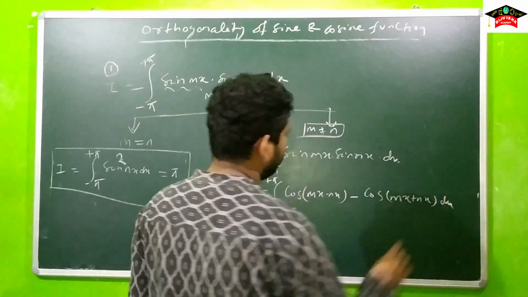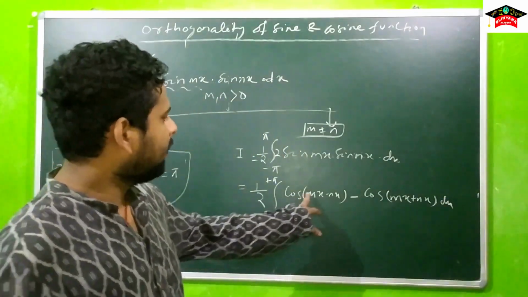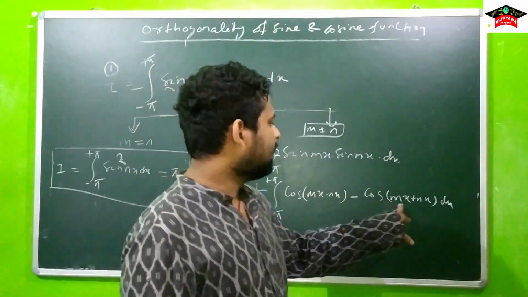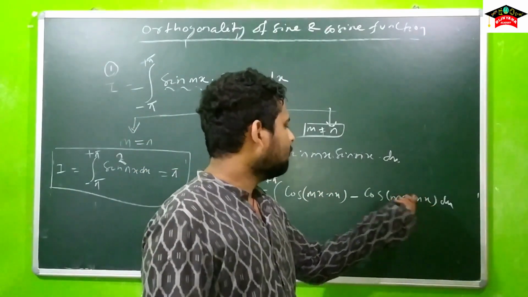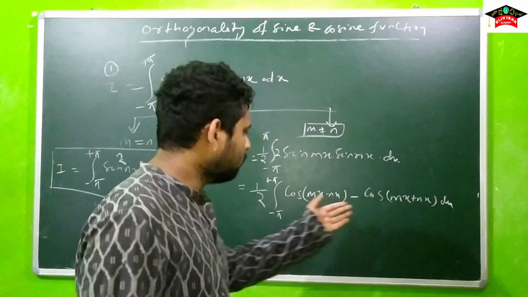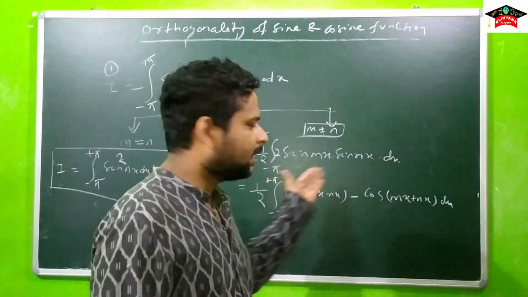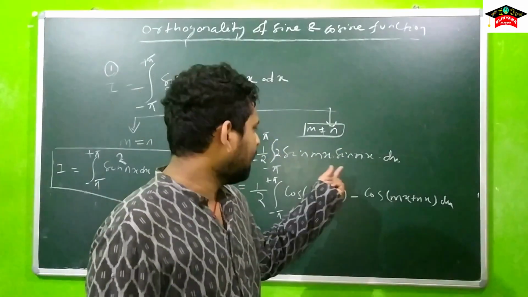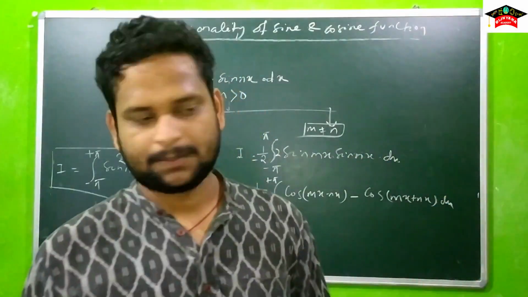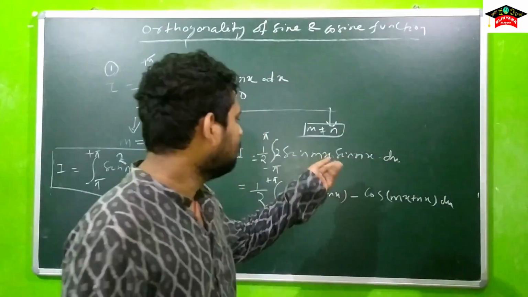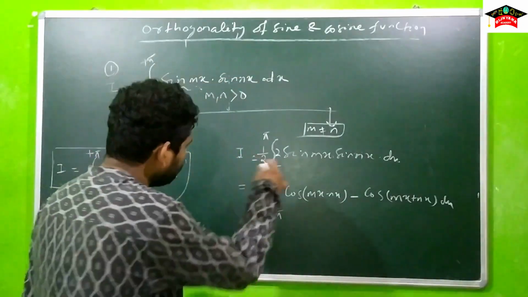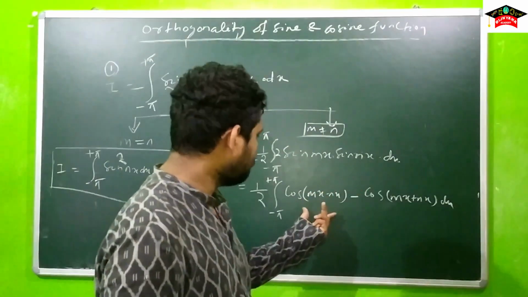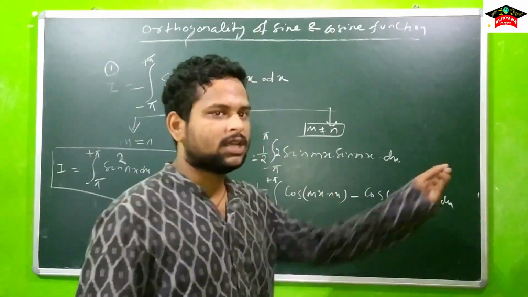This you have studied in the first classes, because cos(a minus b) is cos a cos b plus sin a sin b, and cos(a plus b) is cos a cos b minus sin a sin b. So we will subtract, the cosine part will cancel away and we will get 2 times sin a sin b, where a is mx and b is nx. So this part of the integration we have split into 2 different terms. You already know that 2 sin a sin b is cos(a minus b) minus cos(a plus b).